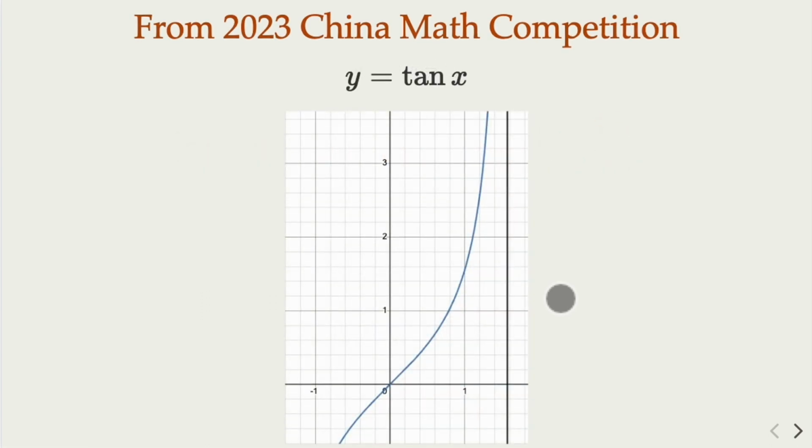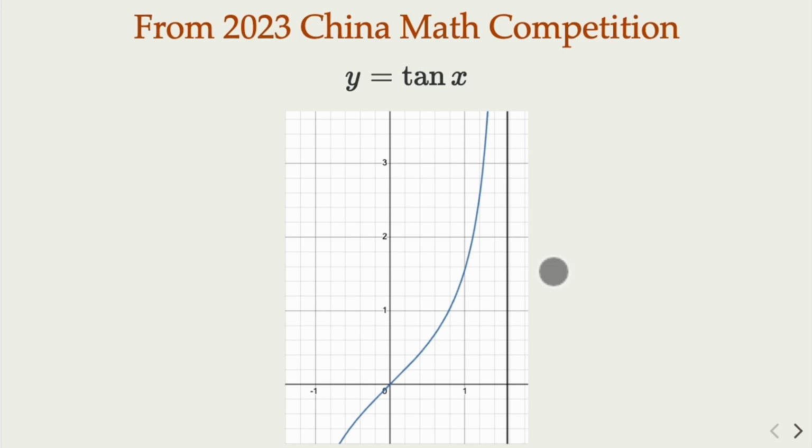We know for tangent x, for 0 to pi over 2 here, that's the curve, it is strictly increasing. And of course, we're interested in the interval 0 to pi over 4. Pi over 4, of course, is smaller than 1, somewhere here, right? So this is tangent x.